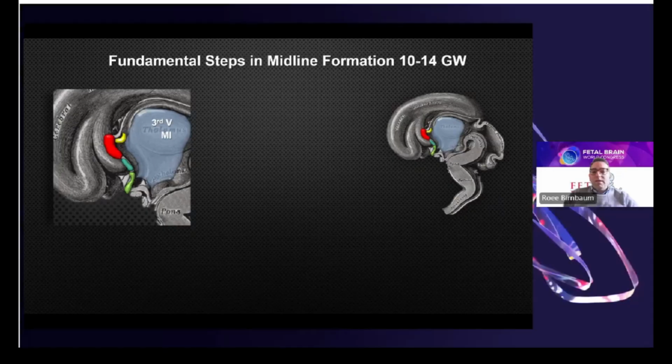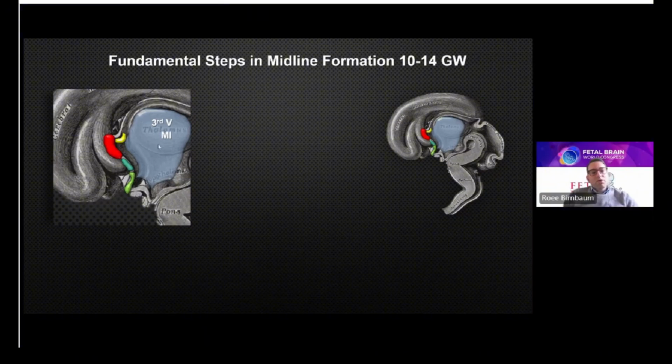Now, if we zoom in to this area, what we can easily see is the lumen of the third ventricle, and the reason we see the lumen is because we are cutting exactly through the mid-sagittal, through the middle of the neural tube. So the lumen here is the mid-sagittal area, and this is where the thalami and parts of the basal ganglia will develop on both sides. But along the midline, you have the protrusion of the massa intermedia of the thalamus.